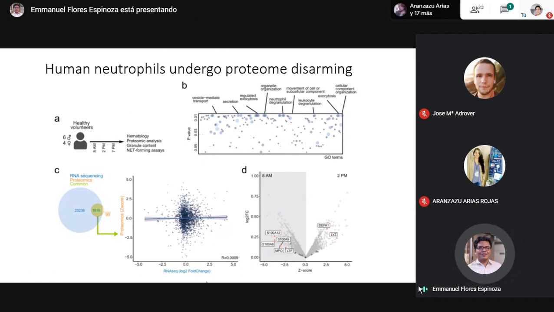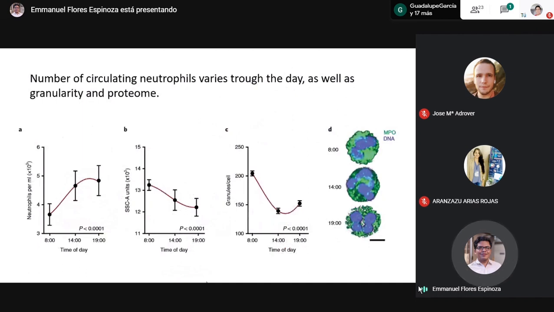They also looked for the enrichment of the proteins present in the granules, and we can see that there is more enrichment of these proteins in the neutrophils from the daytime at 8 a.m. versus 2 p.m. They also analyzed the number of neutrophils, and we can see that there is a variation of neutrophils circulating in the blood, with an increase during the day at 2 p.m. or at 7 p.m.